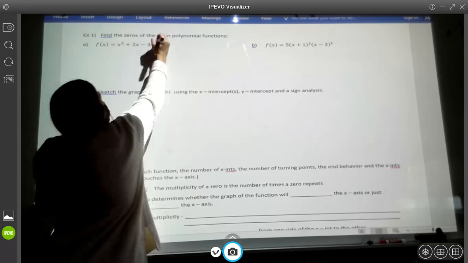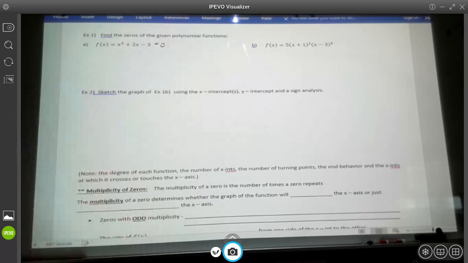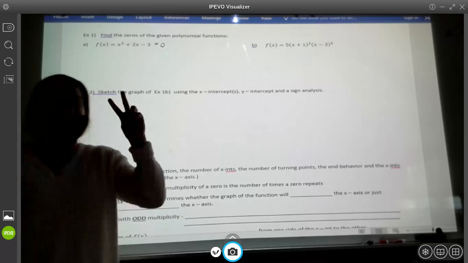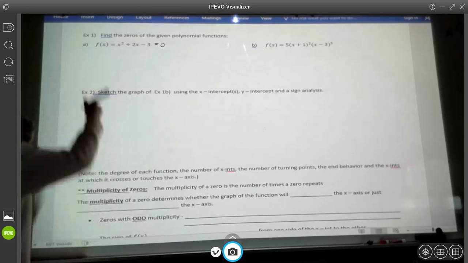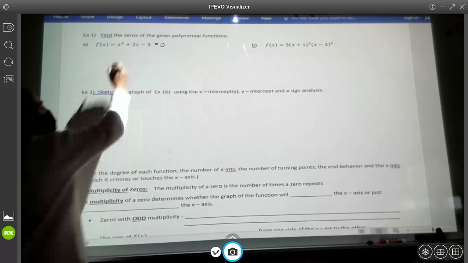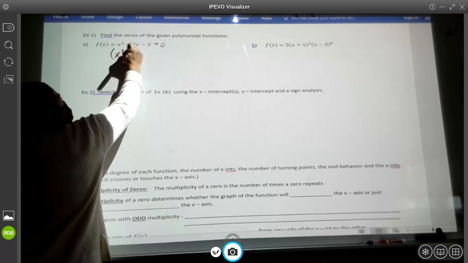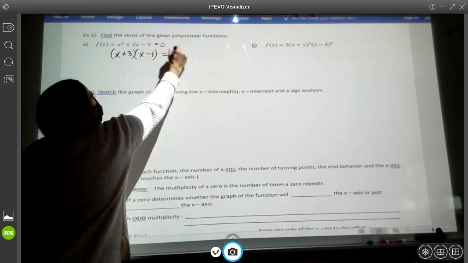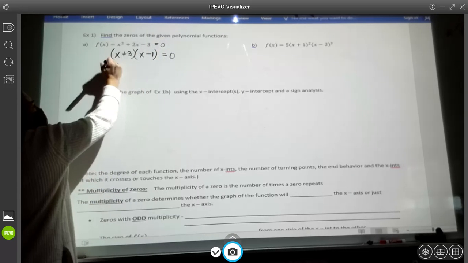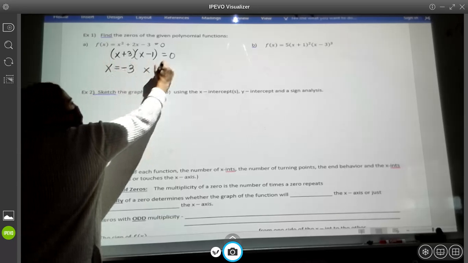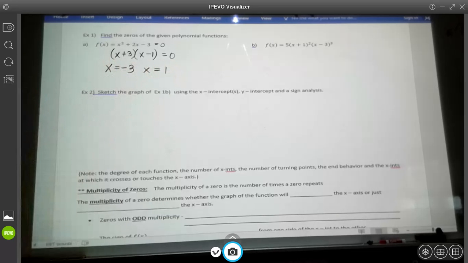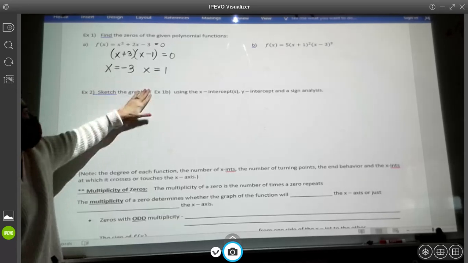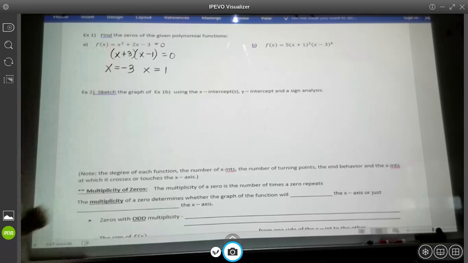So to find a 0, you set the function equal to 0 and solve. If this is a degree 2 polynomial, it can have, at most, 2 zeros, 2 x-intercepts. I'm going to hope it factors so I don't use the quadratic formula. All right, set your factors equal to 0. And you get x equals -3 and x equals 1. So those are your 2 zeros, your 2 x-intercepts to the graph of this polynomial function.